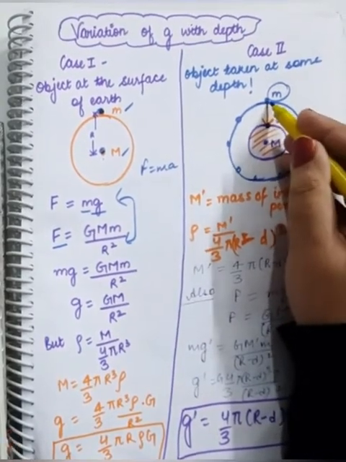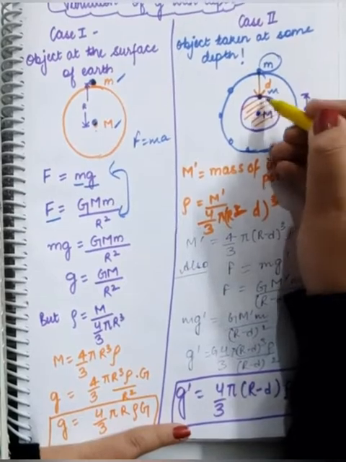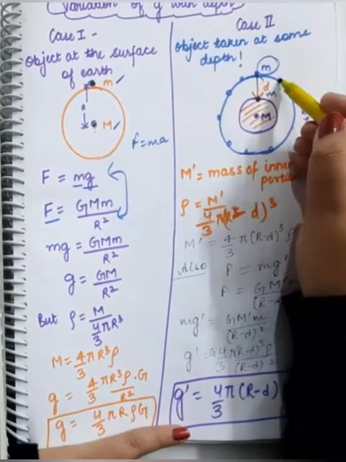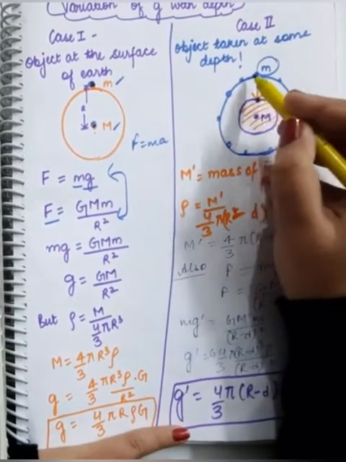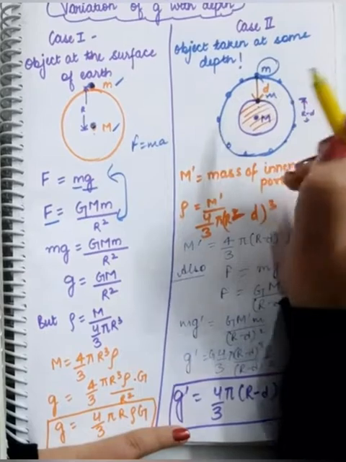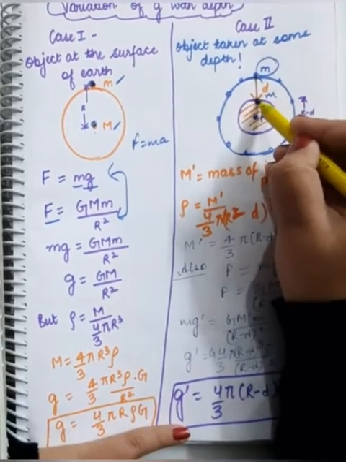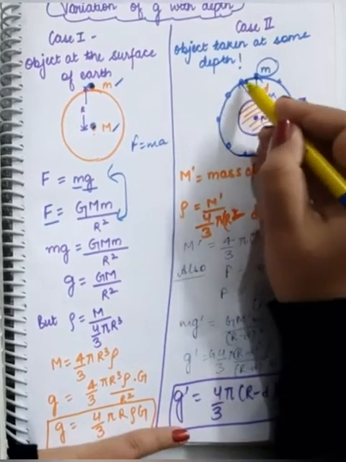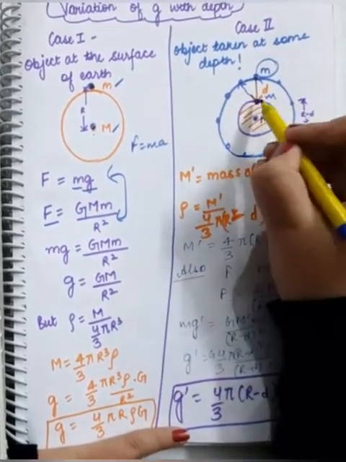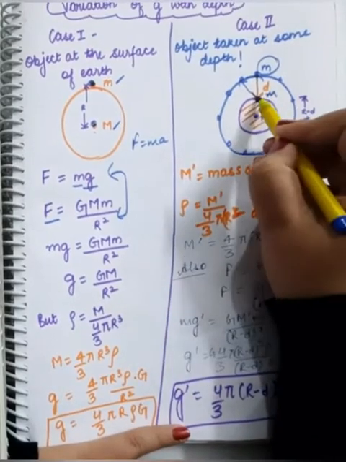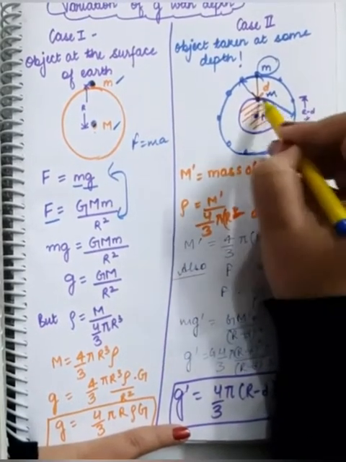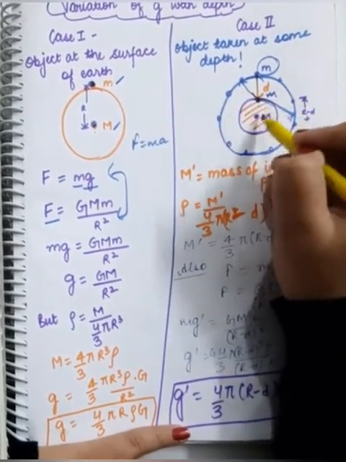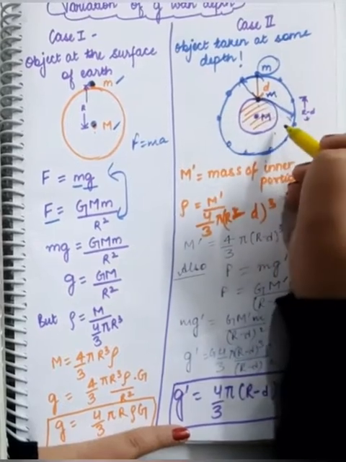When you bring the object down to a certain depth below the surface of the Earth, the masses on the surface of the Earth attract this small mass m. This small mass m will be attracted towards the masses present over here, but it will also be attracted because of the masses present over here. So the individual gravitational forces will cancel out in pairs.